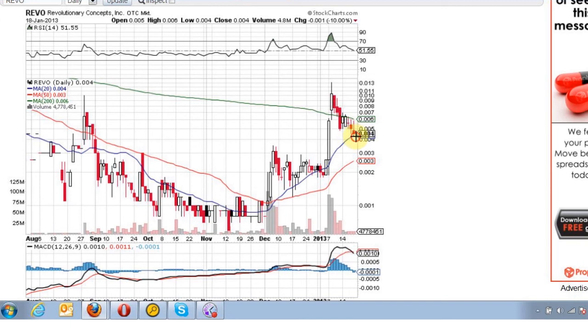All right. So using the strategy, the next buy signal would be if the stock holds this 0.004 and holds this 20-day moving average, you can then re-enter for a possible another ride up. Okay, so that's how you use them together.